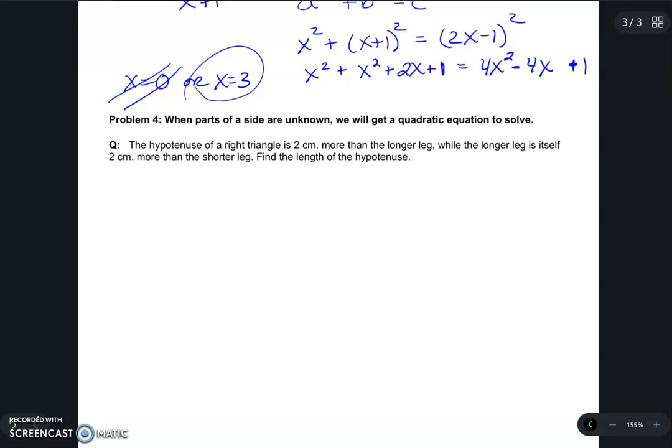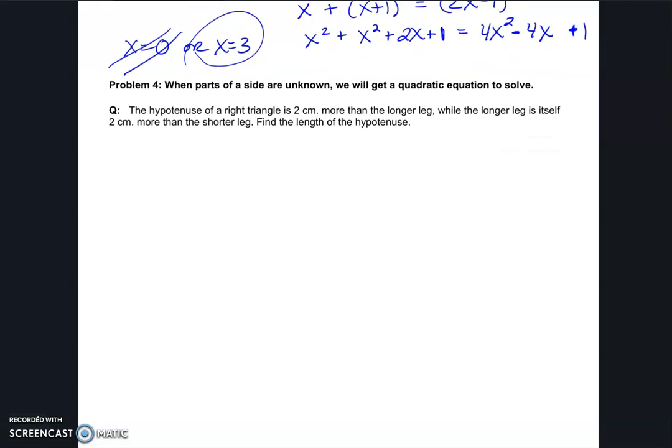The last one here, again, I'm not doing all the math on these, just trying to set you up. This is collected and graded, but I'm just trying to set you up with how to start it. The hypotenuse of a right triangle is 2 centimeters more than the longer leg, while the longer leg itself is 2 centimeters longer than the shorter leg. Find the length of the hypotenuse.